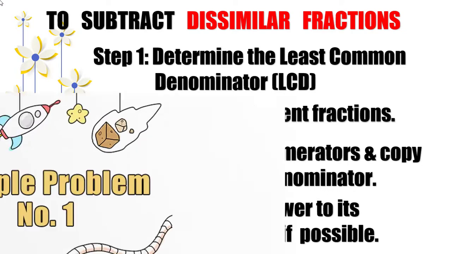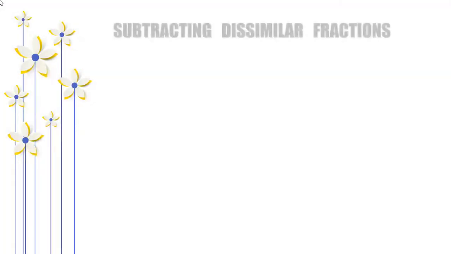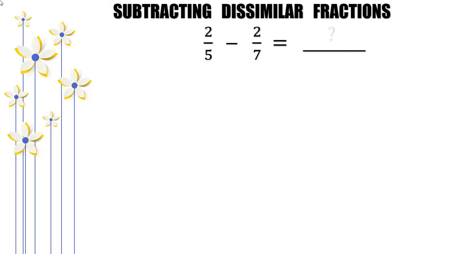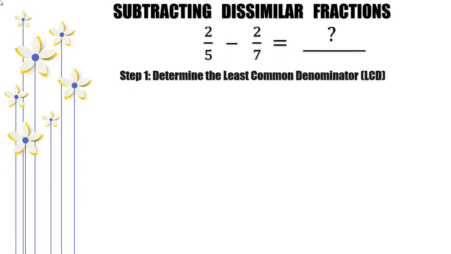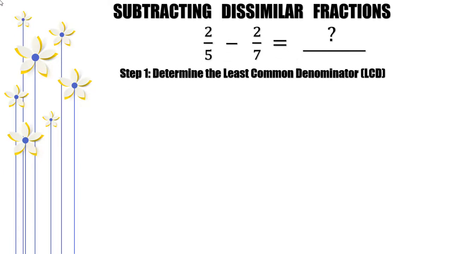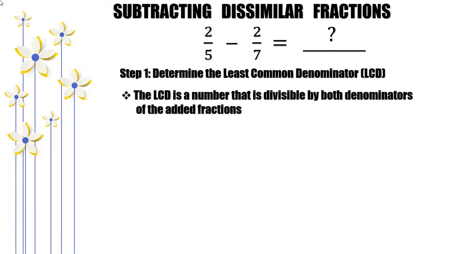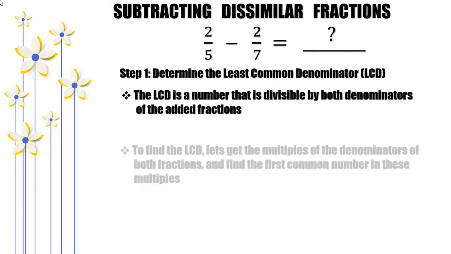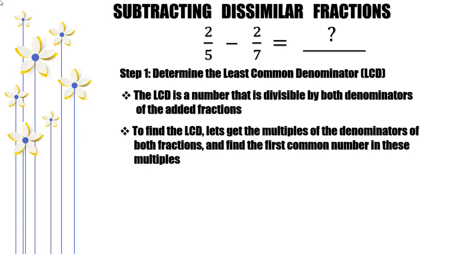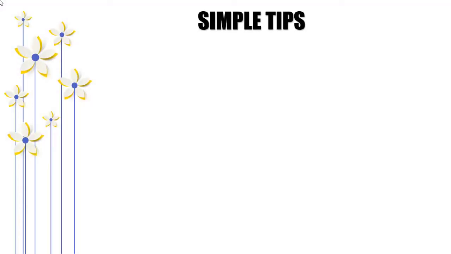Sample problem number 1. 2/5 minus 2/7. First, we will determine the least common denominator, LCD. LCD is a number that can divide both denominators into equal parts. To find the LCD, we get the multiples of the denominators and find the first common, or the least common multiple. Tips on writing the multiples of our denominators.